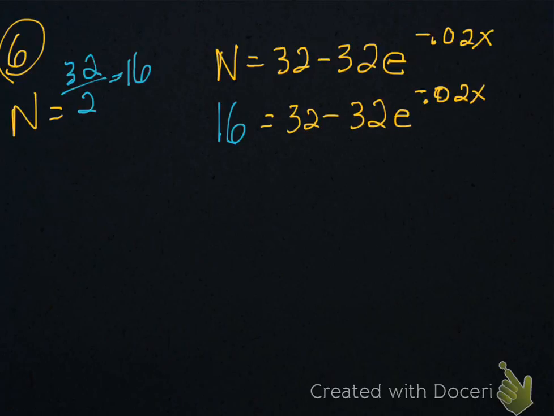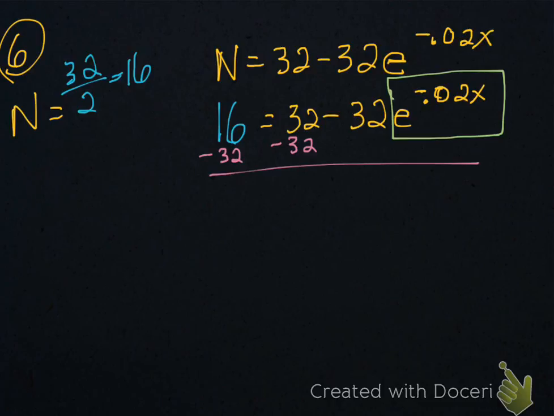Okay, so now I need to get e by itself. That's going to be a little tricky. I have to get rid of all the stuff in front of the e. Well, we cannot subtract the 32 and the 32 and get 0, okay? This first 32 is adding, so we're going to subtract it to get to the other side. So now I have 16 minus 32. That gives me a negative 16.